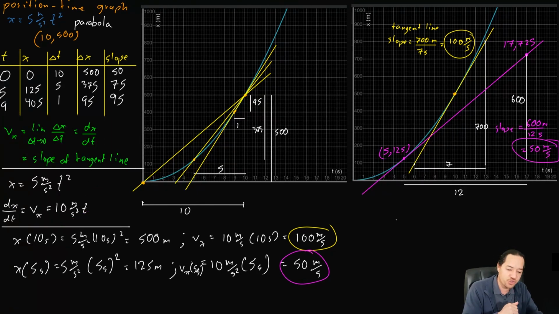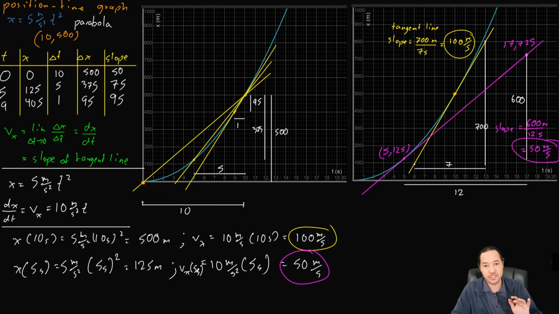And we can see that's true because when t equals 0, the tangent line is going to be horizontal, right? When it's 1, the tangent line is going to have a slope of 10 meters per second. 2 is 20, 3 is 30, 4 is 40, 5 is 50 meters per second, which is what we got here. When t equals 10, it's going to be 100 meters per second, which is what we got here. So for every 1 second we gain, the steepness of the tangent line increases by 10 meters per second.